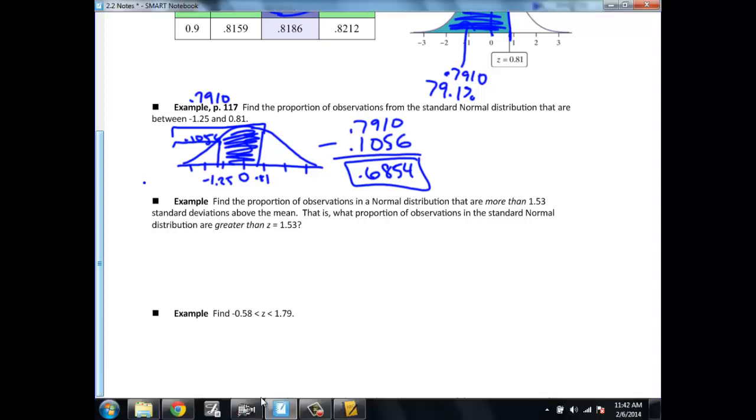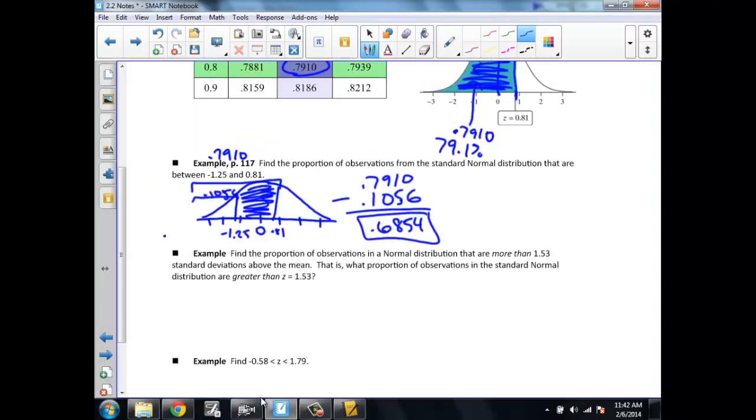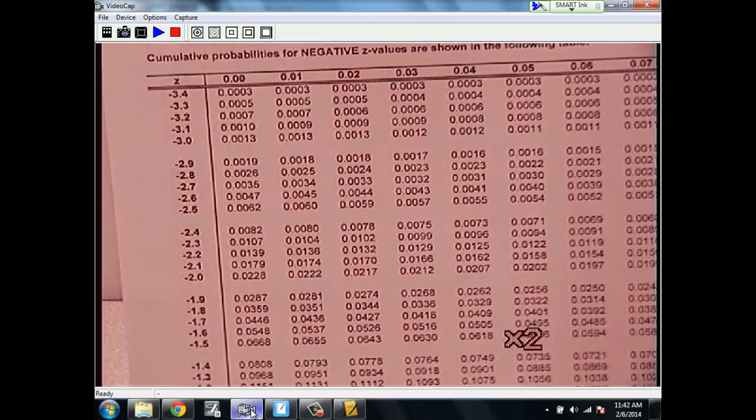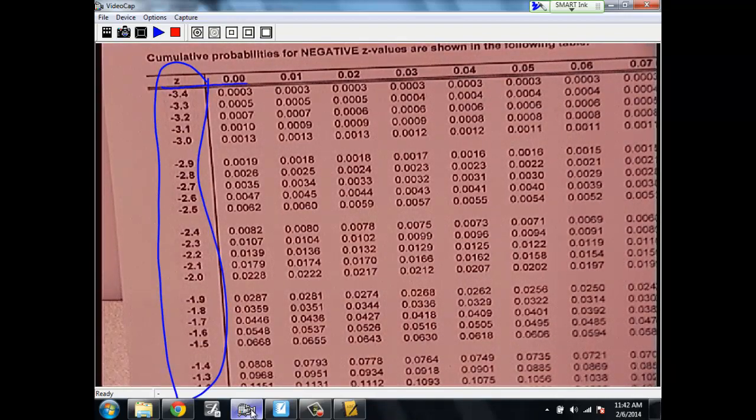0.6854, or 68.54% of the data lies in between that range. And I can't stress this enough. These numbers here, and all these numbers across here, in the outer column, those are your z-scores. Along the edges, those are your z-scores.